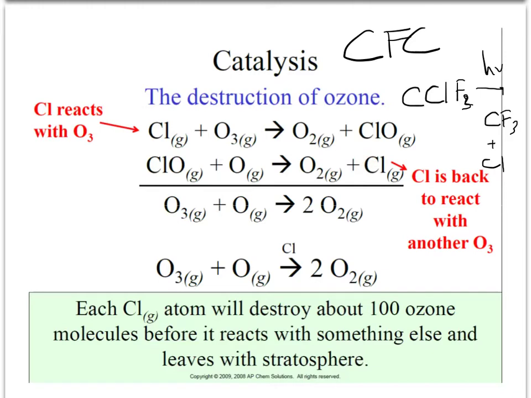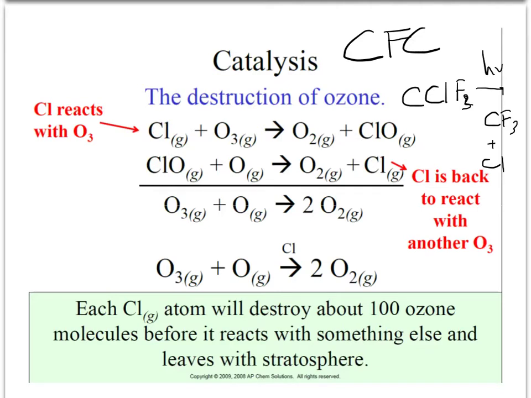If we look at the overall reaction here, we see that we start with chlorine, and then it's on this side as well, so we can cross that out. ClO is produced and then destroyed. So the overall reaction ends up being ozone plus an oxygen atom giving us 2 O2s. This reaction would happen on its own naturally, but this process of adding Cl in is what causes it to go faster.